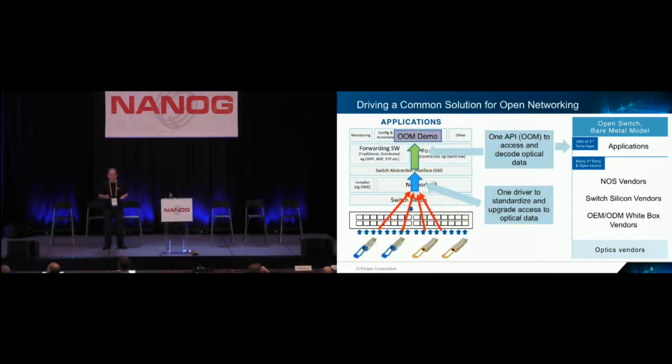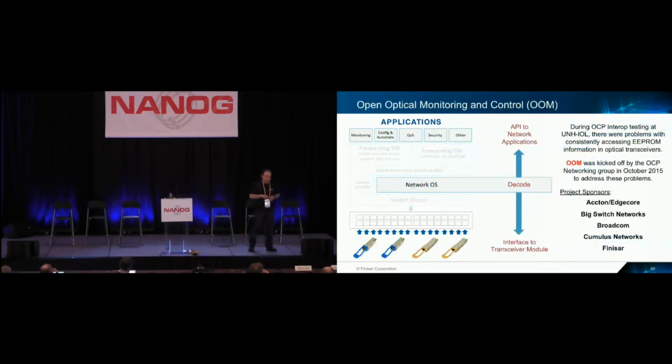So ideally, what you want is something that provides, basically a driver initially, that provides a standardized way to access all that data regardless of the particular implementation of your switch. And that's actually what we set out to fix in something we call Open Optical Monitoring, which I'm going to discuss in the next few slides. Open Optical Monitoring is an OCP project. We identified that issue and we started a project back in 2015. The sponsors, Finisar was one of them. As you can see, some of the other names are the big names in open networking.